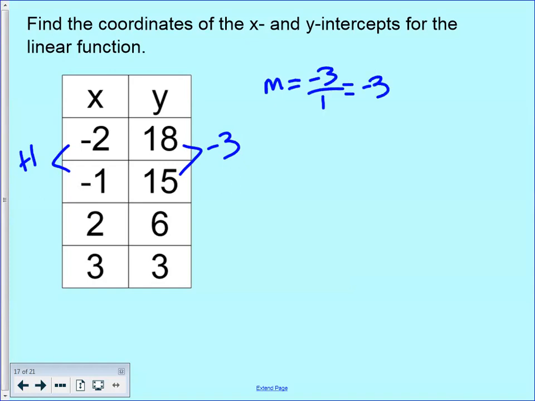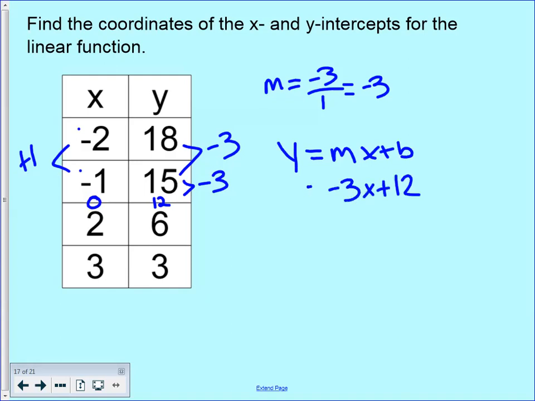Now, the reason this is important is because I was at -2 here, -1. What's the next number in my list of numbers? It would be 0. Well, then I know if my pattern is subtract 3 on my y's, for my next number I just need to do 15 minus 3. And that's going to give me 12, which makes my equation y equals mx plus b. If my y-intercept is 12, my m is -3, y equals -3x plus 12. That's my equation. Now, this is going to help me to find my x-intercept.